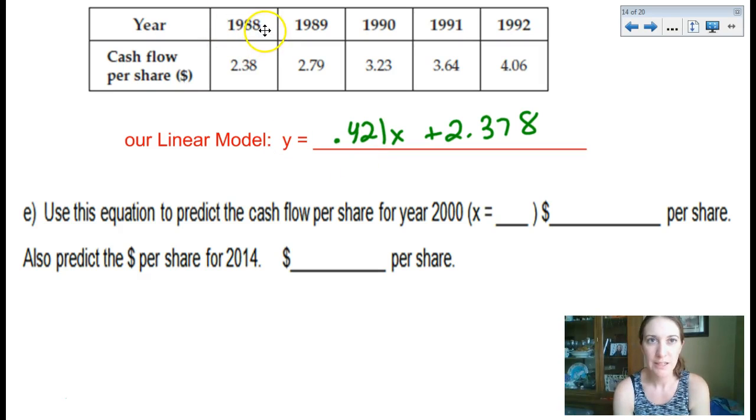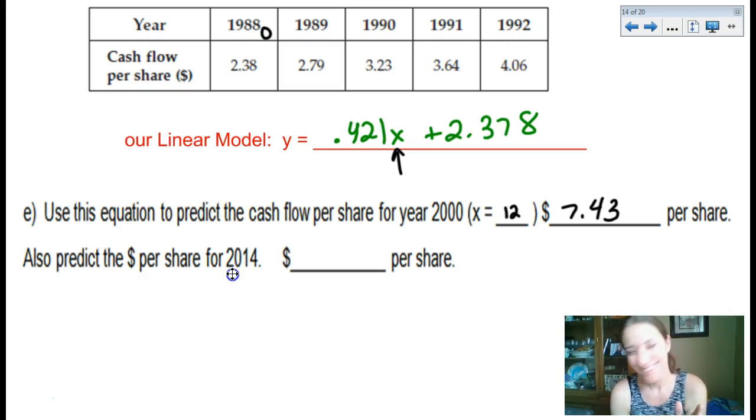So remember, years start in 1988. So in the year 2000, that would be 12 years later. So using this formula and throwing a 12 in there, turns out that the price per share was $7.43-ish, because remember I rounded a little. And if I go to 2014, that's 26 years later from the original model, right? Turns out it's $13.32. Awesome.